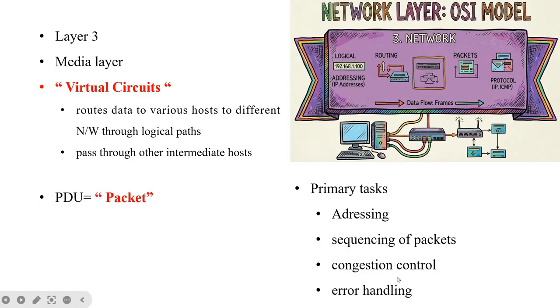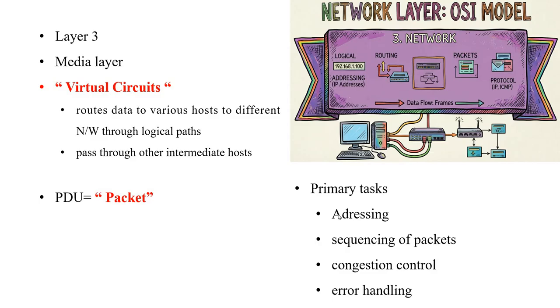Next is congestion control, which manages the overall health of the network. If too many computers send too much data at once, then the routers in the middle get overwhelmed, like a traffic jam on the highway. Error handling is like proofreading, where the data can get corrupted during transmission due to electrical interference or signal noise. So error handling ensures that the data that arrives is exactly what was sent.